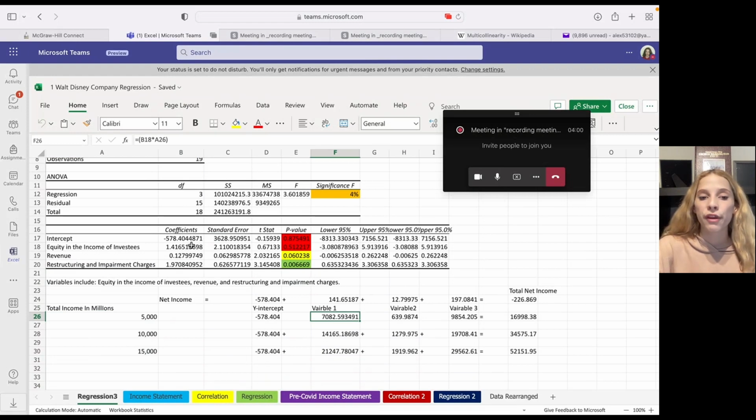We multiplied our 1.41 coefficient from variable 1 to our 5 million. Then we did the coefficient of 0.12799 to the 5 million, as well as for variable 3 of the restructuring and impairment charges. We did the variable of 1.9708 to the 5 million. Now this did give us a total net income of $16,998,038. As well, we did the same thing for 10 million.